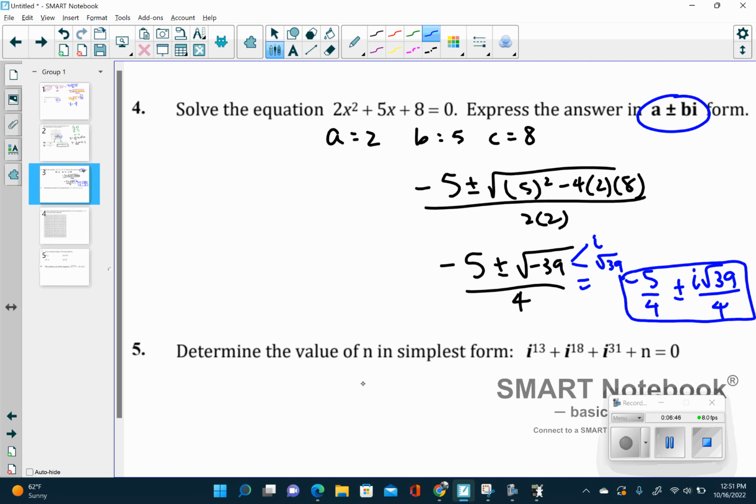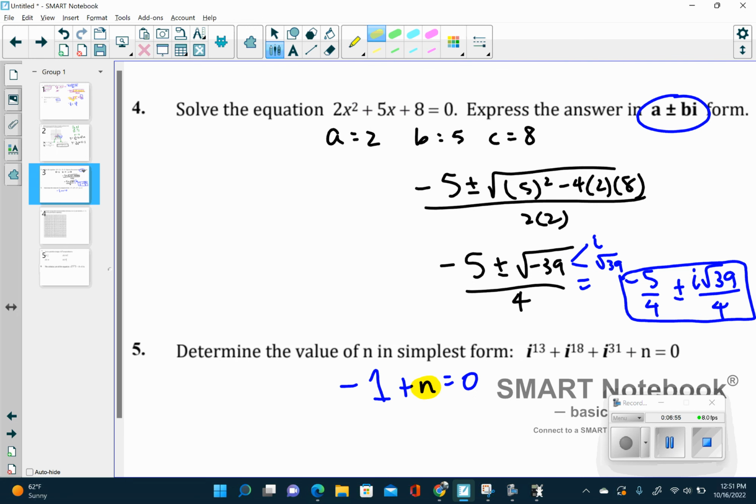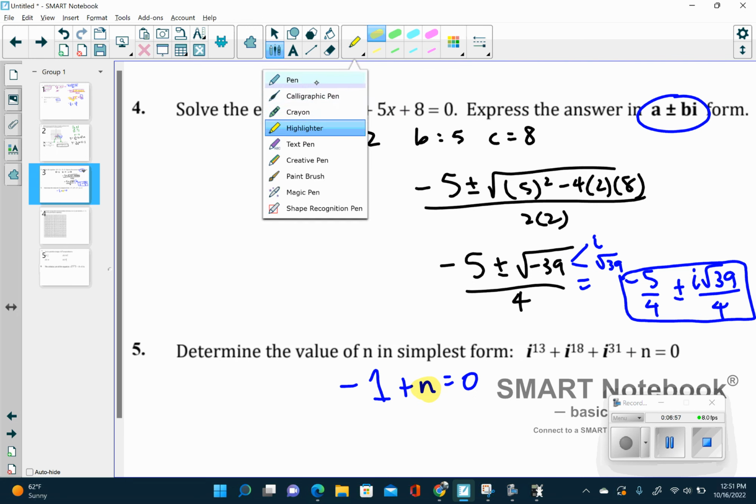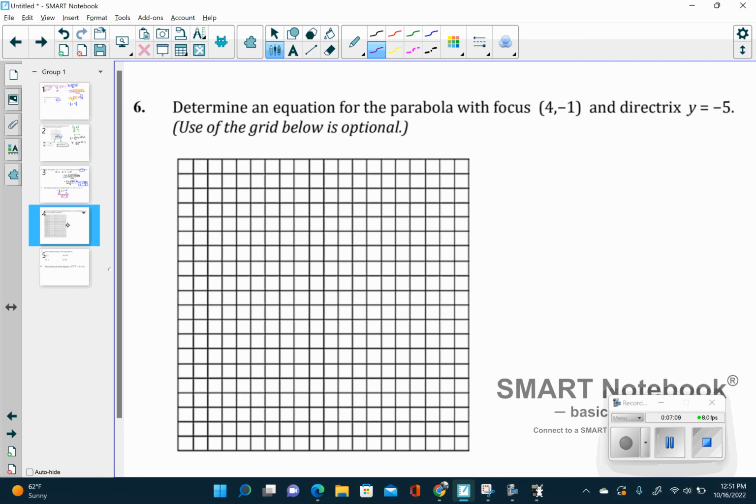So we're going to put negative 1 plus n is equal to 0, okay? Remember the goal: the goal is to try to get this n right here by itself. At this point, it becomes quite easy. You just do plus 1, plus 1. This cancels out, and you get n is equal to 1. You're done. One and done.